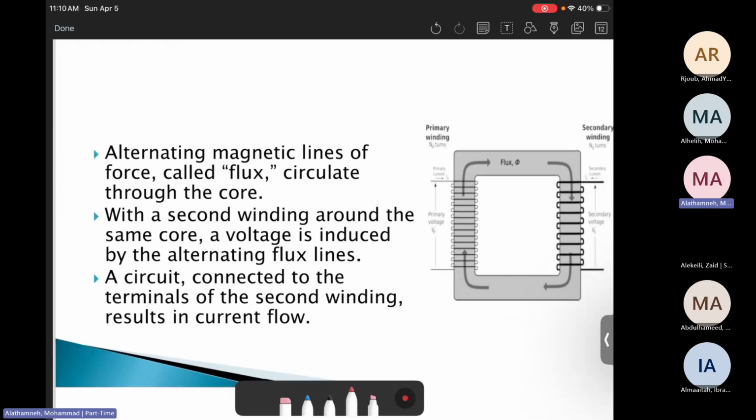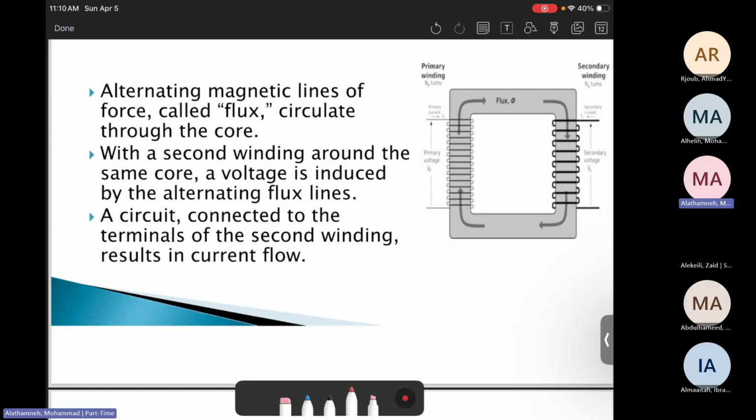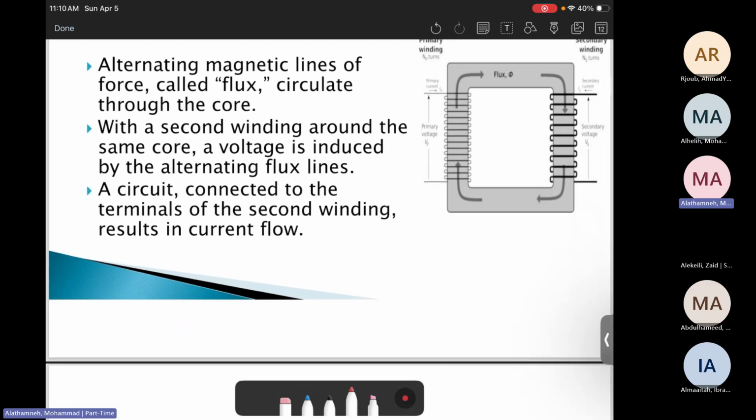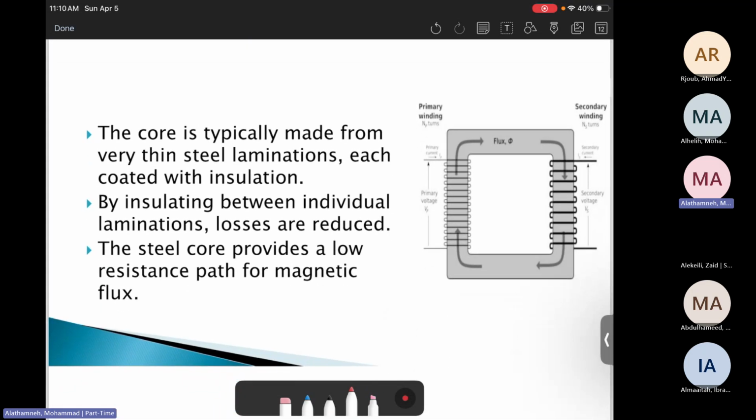And again, there's a flux as well. So the flux will go inside the core. We need to make sure it can handle that much flux and that much current. Otherwise, it will cause saturation, which will be a very big problem in the power lines, especially transformer saturation. So the core is basically made from very thin steel lamination, coated with insulation.